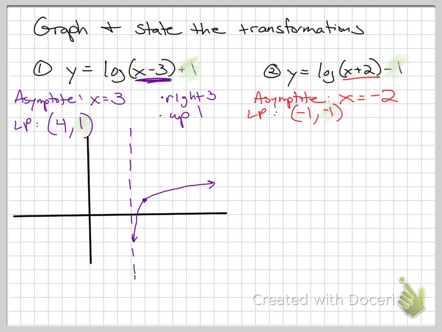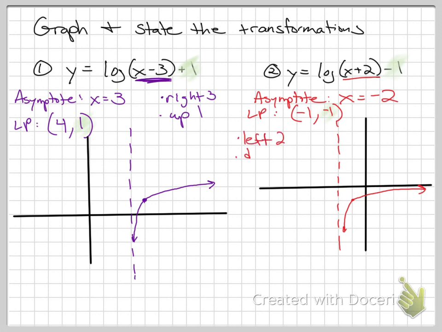So negative 2 for the asymptote. Negative 1 for the locator point. Hug the asymptote, super slowly increase. Plus 2 in parentheses moved it left 2, and minus 1 moved it down 1.